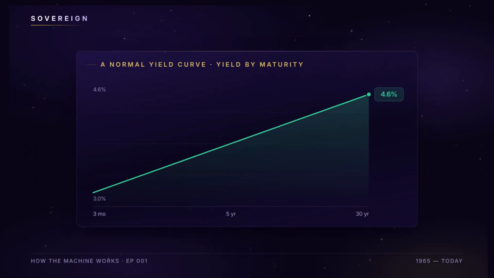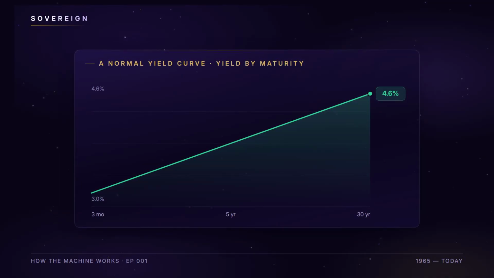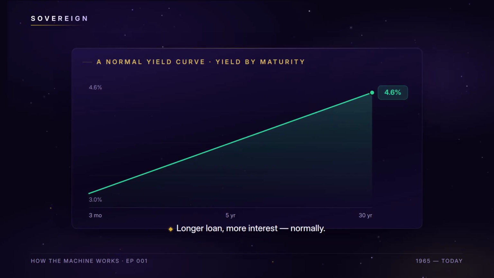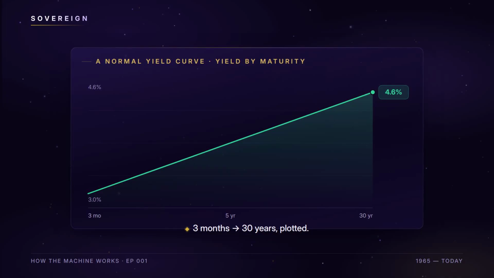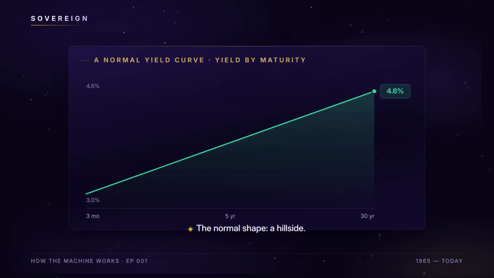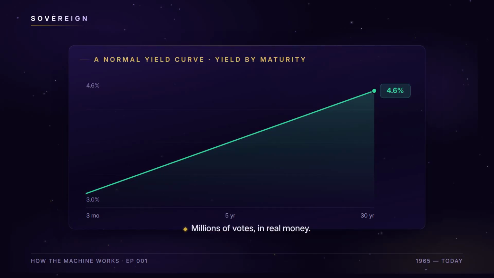Strip the jargon. When you lend the government money, you get paid interest, and the longer you lend for, the more you normally demand. Plot that. 3 months, 2 years, 10 years, 30. The line usually slopes upward, like a hillside. That line is the yield curve, and its slope is one of the most information-dense prices on Earth, because it isn't set by any official. It's millions of investors voting with real money on what the next decade looks like.